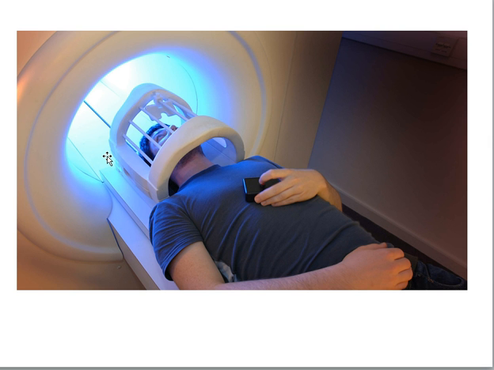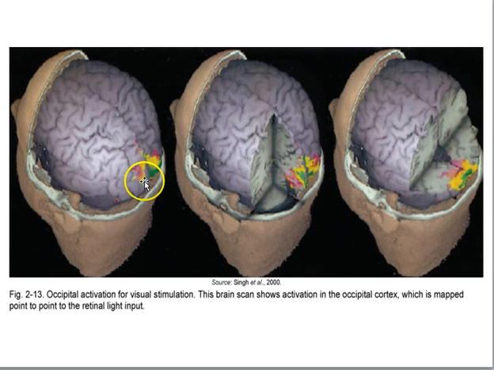So in this task, the person was probably inserted into the machine, and they were asked to observe something on a little computer screen. So it was a visual task, and the MRI picked up the signal. So the back of the brain showed elevated activity.